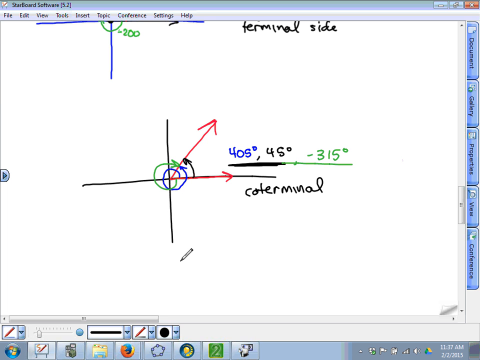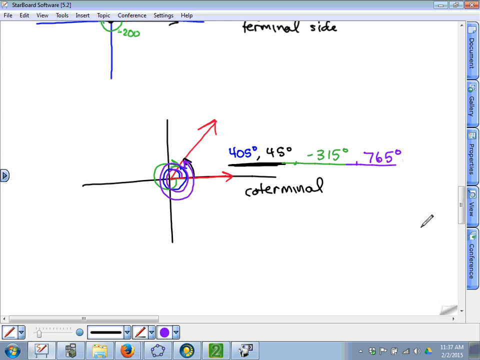Okay, try to follow this one. You ready? What do we need? Purple? Let's do purple. What if I started on the initial side, went around once, went around twice, and then went up like that? 720 plus 45, that's 765. So there's another coterminal angle. All four of them are coterminal.